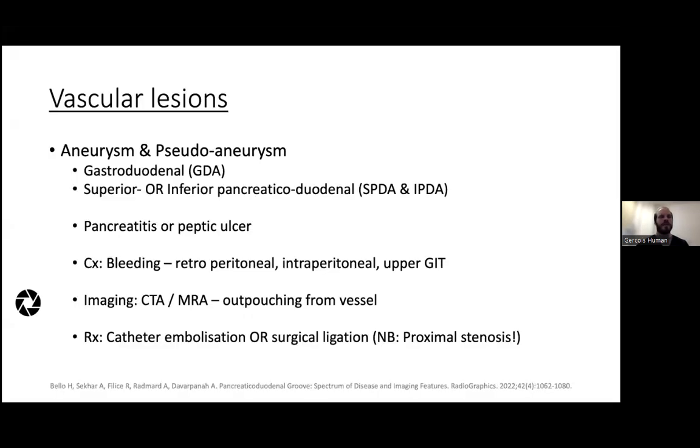Then, as shown in the case previously, aneurysms and pseudoaneurysms. These are the culprit arteries: the gastroduodenal or the superior or inferior pancreaticoduodenal arteries. They can rupture and then especially lead to a fatal outcome in more than 40% of cases, especially when the cause was related to ulcer disease. If it was related to pancreatitis, they often bleed into the retroperitoneum and present with retroperitoneal hematoma.